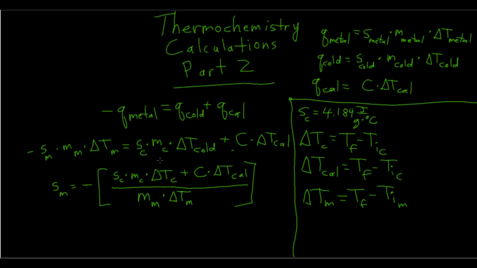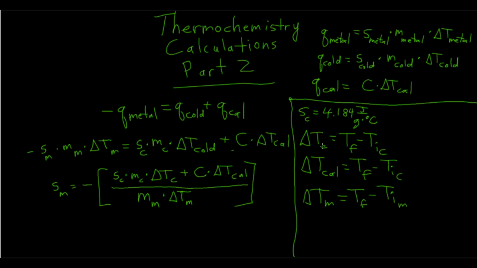Here I've just written C instead of writing out the whole word cold to save space. So this is the specific heat capacity of the cold water and so on. Oh, I did write cold there. Anyway, the specific heat of the cold water is, again, 4.184 joules per gram degree Celsius.